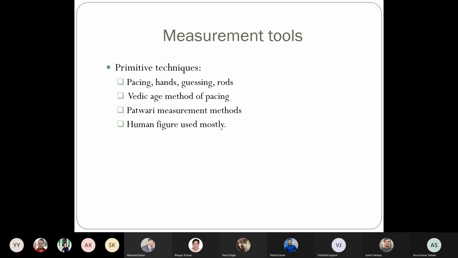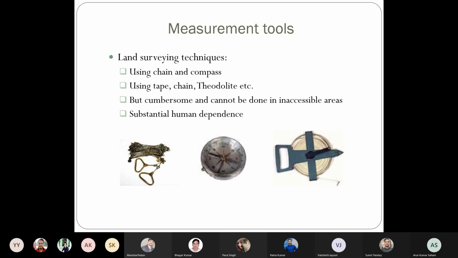Then later on, if we talk about technology improvement, some traditional land surveying techniques came into the picture, like using chain and compass. Using a chain, the distance measurement was done, and using a compass you could measure the angle from a certain reference direction. Then the electronic version of the compass came into the picture in the form of the theodolite.